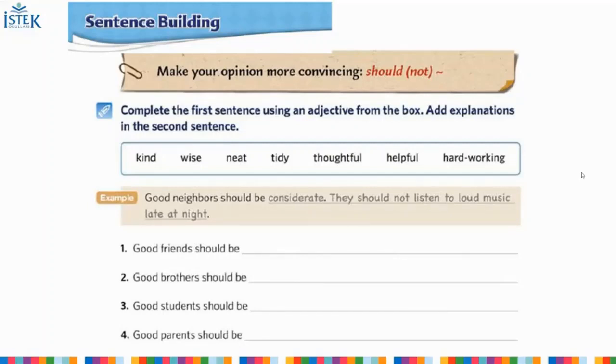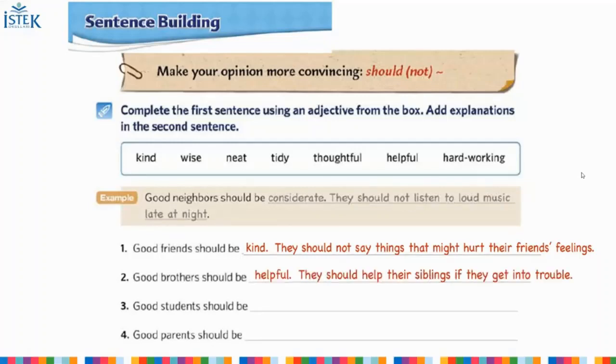Okay, let's do number one together. Good friends should be kind. They should not say things that might hurt their friends' feelings. Now let's do number two. Good brothers should be helpful. They should help their siblings if they get into trouble.